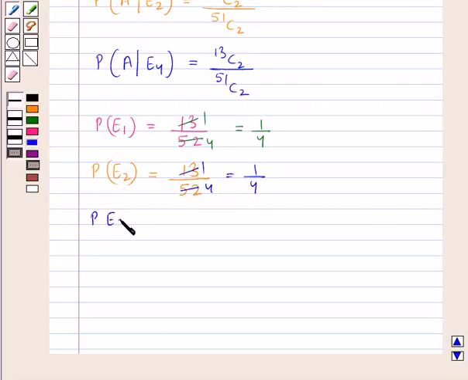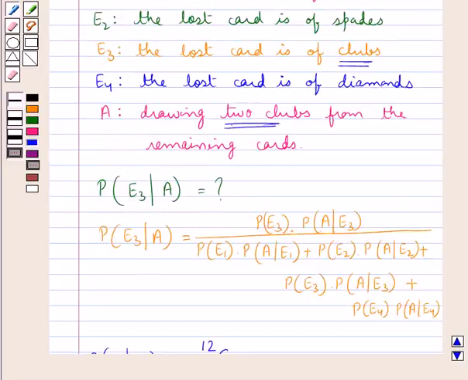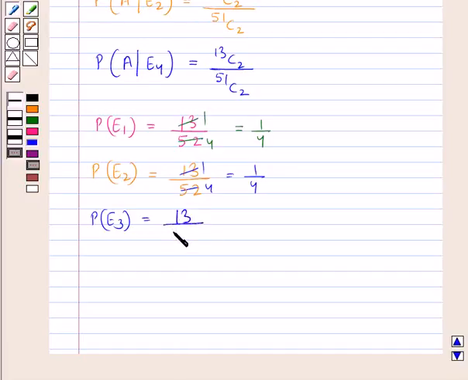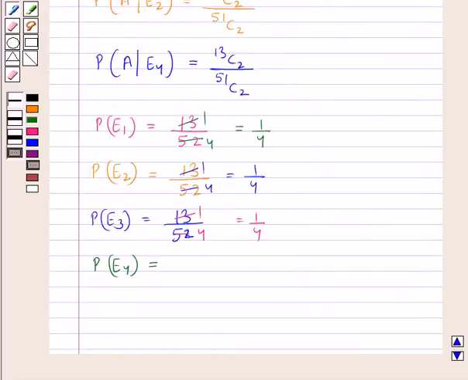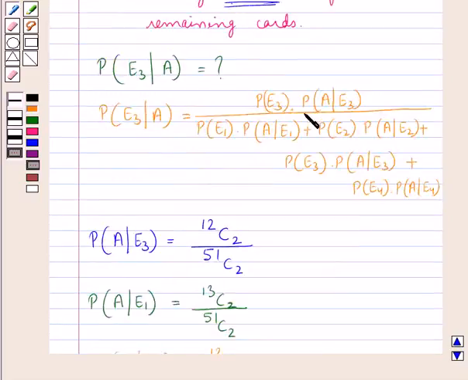Then the probability of the event E3, where E3 is the event that the lost card is of clubs, would be equal to 13, since there are 13 clubs in the pack of cards. So 13 upon 52 gives us 1 upon 4. Then probability of E4, as E4 is the event that the lost card is of diamonds and there are 13 diamonds, so 13 upon 52 gives us 1 upon 4. Now we have to put the values in this formula. This is equation 1.